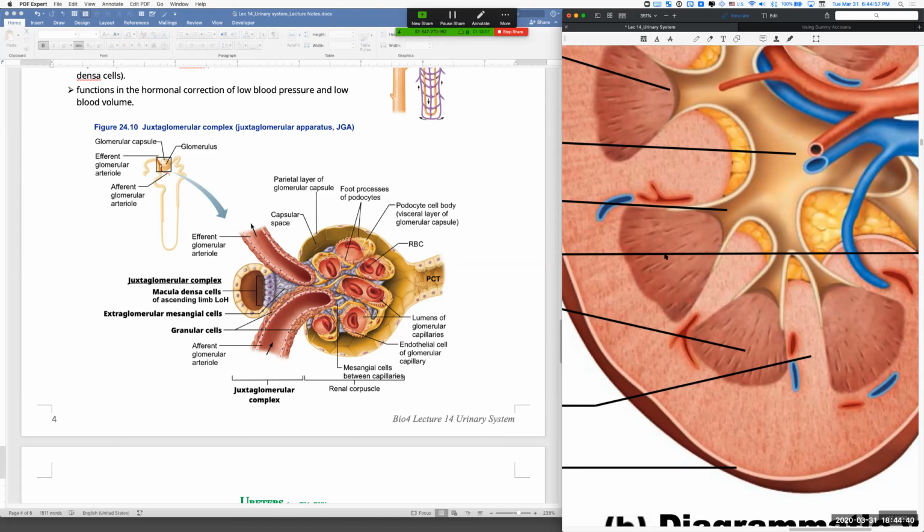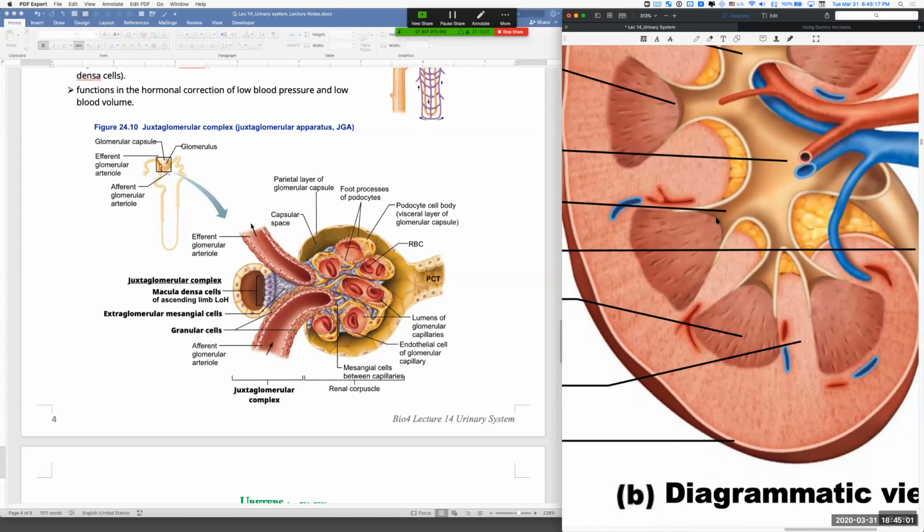And these collecting ducts are going to merge into the tip. This tip is called the papilla of the pyramid, or pyramid papilla. As long as you got those two terms in there, I'm good. Okay, so papilla of the pyramid is the tip.